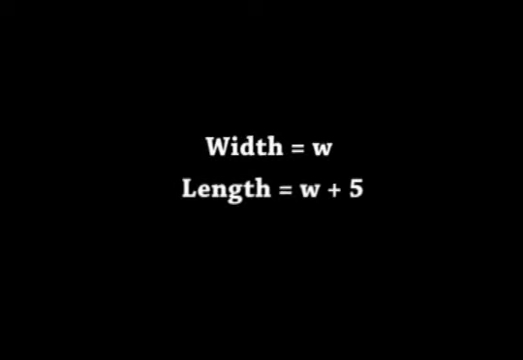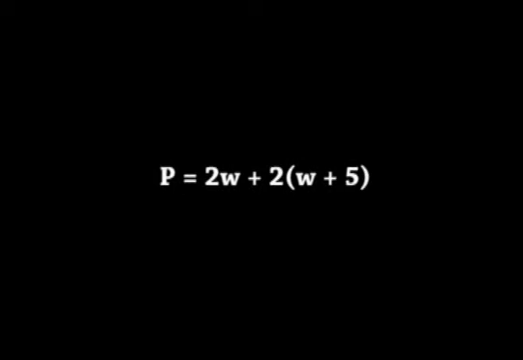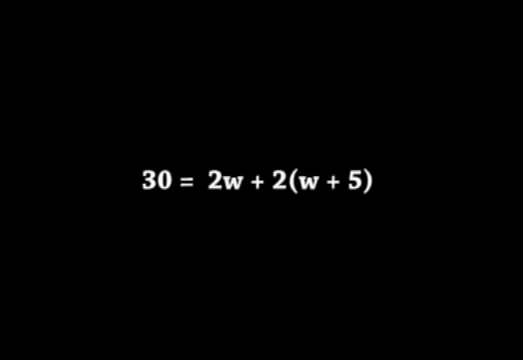So we can use the monomial w to represent the width and the binomial w plus 5 to represent the length. Since the perimeter is twice the width and twice the length, and Amanda's mom only has 30 feet of fencing, we can form the equation 30 equals 2 times w plus 2 times (w plus 5) to find the perimeter.